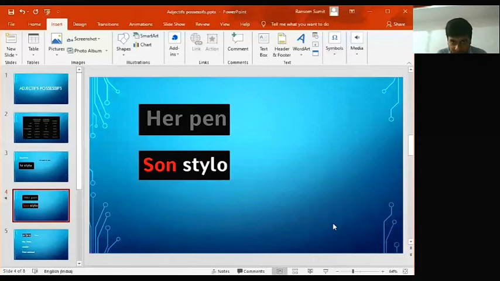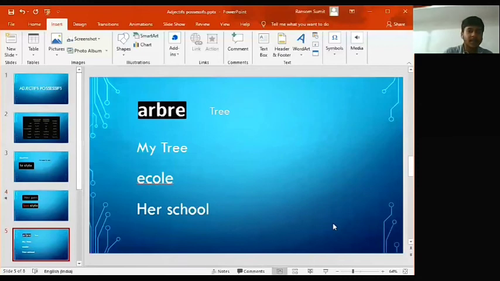Now, how do we say her pen? This could be confusing for many people because it has a her factor. Her is referring to a female person, but pen, which is stylo in French, is masculine. So what are we going to use? I said in the second rule that no matter what happens, the possessive adjectives are always going to be dependent on the noun. So the noun is masculine, then it's going to be son. It doesn't matter which person we are referring to. So for her pen, it will be son stylo. Similarly, arbre.